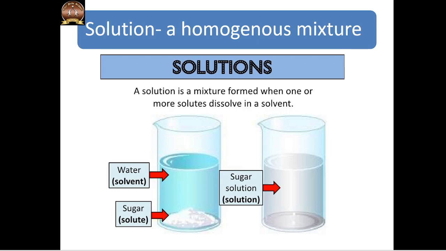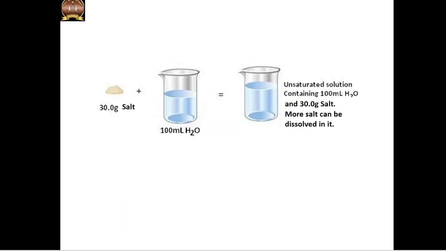So when sugar, which is a solute, dissolves in water, which is a solvent, you get a sugar solution. Similarly, you can have a salt solution if you dissolve salt in water. But then comes the question: can you dissolve any amount of salt or sugar or any other solute in a given amount of a solvent, that is water? Is it possible to do that?